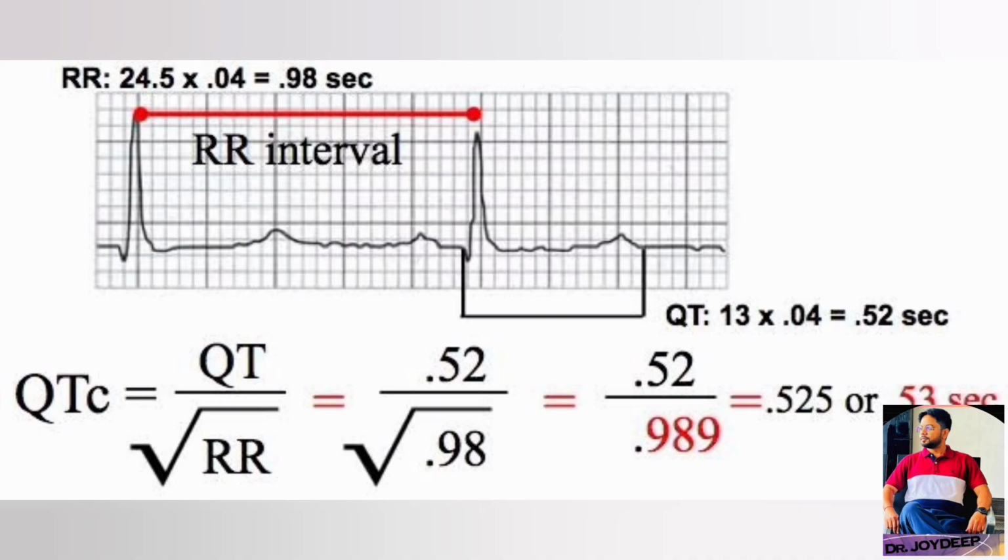So the corrected QT will be QT divided by the square root of RR, that equals 0.52 divided by the square root of 0.98. Square root of 0.98 is 0.989. Therefore, the corrected QT interval will be 0.53 second.